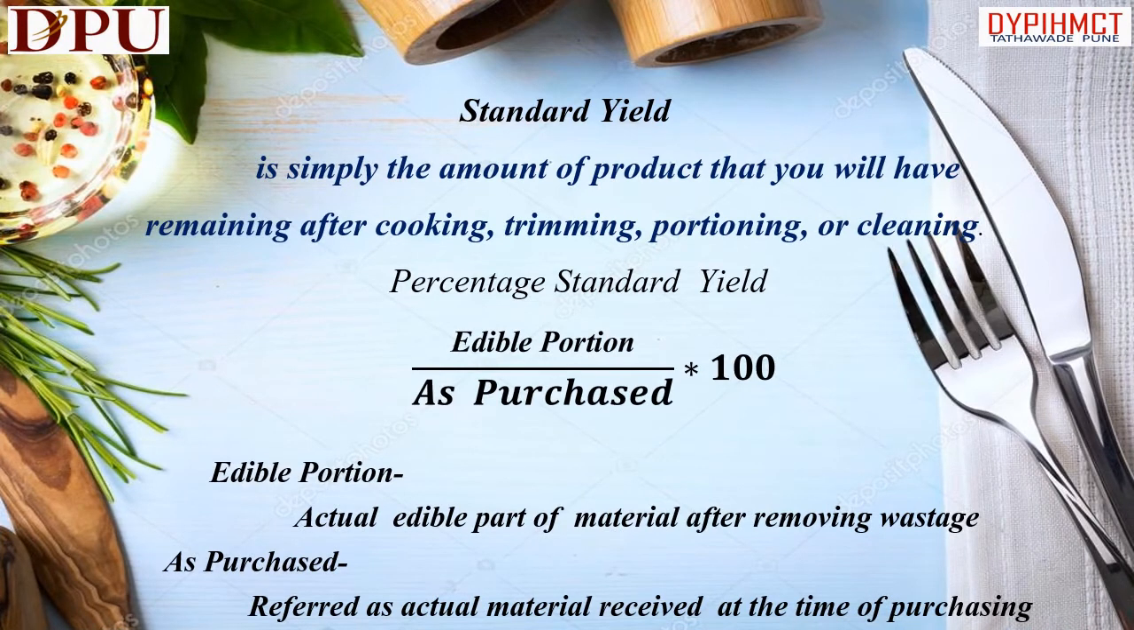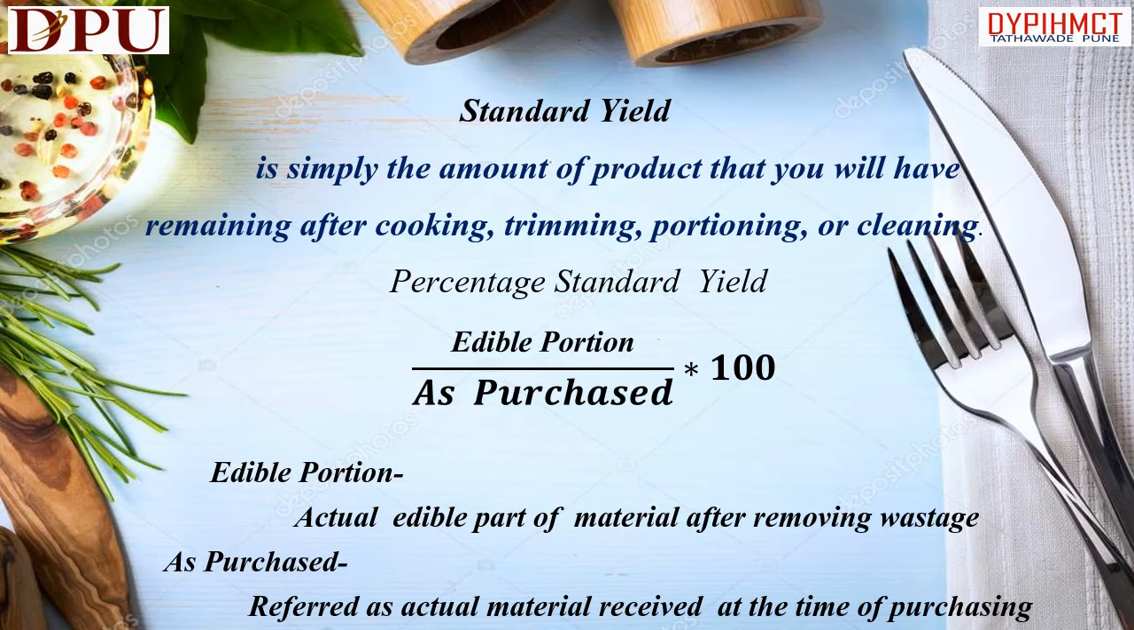Let us learn, what is the standard yield? Standard yield is simply the amount of product that you will have remaining after cooking, trimming, portioning, or cleaning. Standard yield is calculated in terms of percentage. The formula of percentage standard yield is as follows.